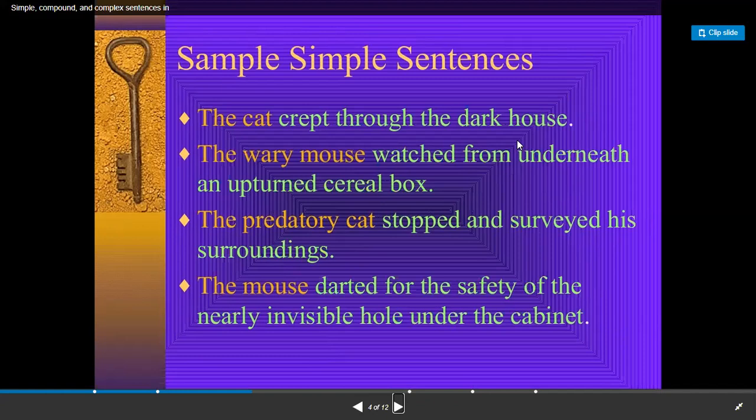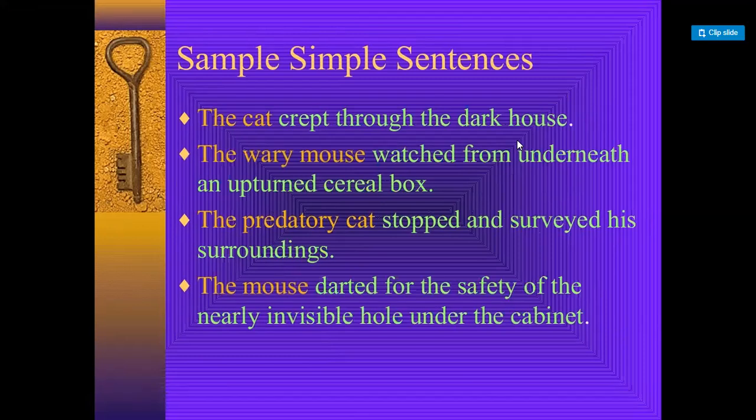The first example: the cat crept through the dark house. Where is the subject and where is the verb? The subject here is the cat, but the verb is crept, or the subject is the cat and the predicate is crept through the dark house. So it has only one subject, only one verb, so it's a simple sentence. Let's move to the second one.